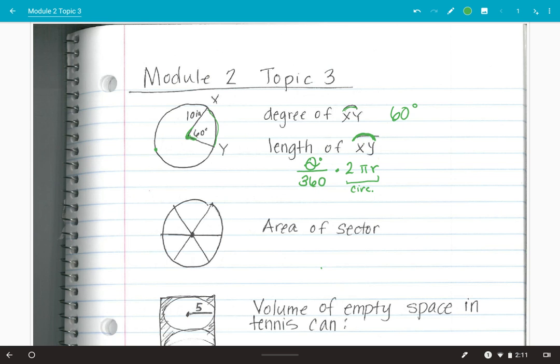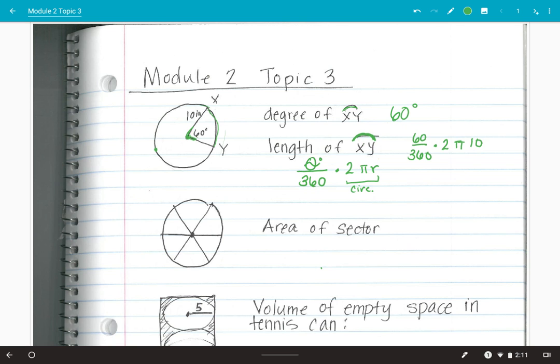So if you put a piece of string, started at x, went all the way around and back, that would be the circumference. So for this one, we're going to put 60 degrees over 360 times 2 pi r. R is your radius, so that's going to be 10. Radius is from the center to the edge. Be careful on this one, okay?